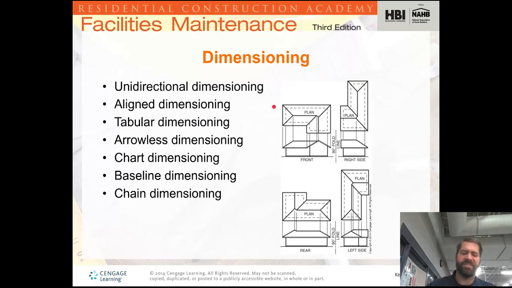Dimensioning. Oh, this is great. This is, besides floor plans, this is probably my favorite. So, unidirectional dimensioning, we're just dimensioning in one direction. Aligned dimensioning, tabular dimensioning, hourless dimensioning, chart dimensioning, baseline dimensioning, and chain dimensioning.